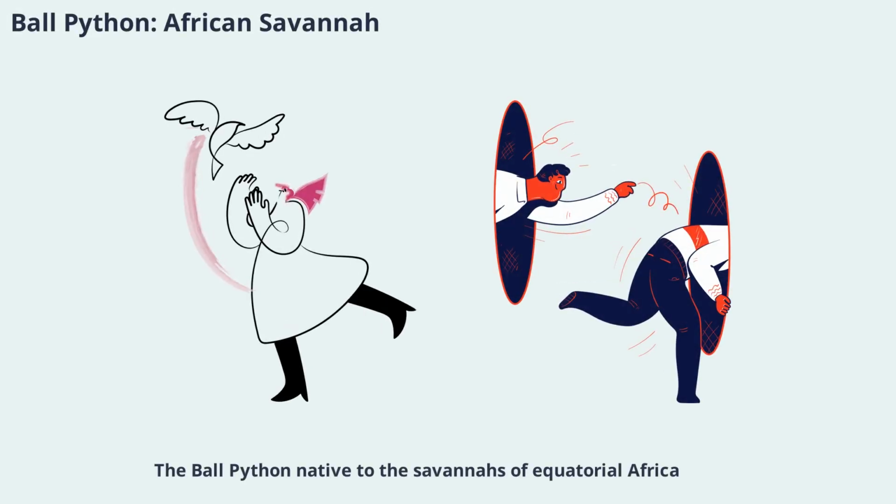Ball python, native to the savannas of equatorial Africa, is a ground-dwelling snake that preys on mammals. Its name comes from its defensive behavior of curling into a tight ball when threatened. Ball pythons are popular in the pet trade due to their manageable size and calm temperament. Their adaptations to the savanna environment demonstrate the versatility of snakes.